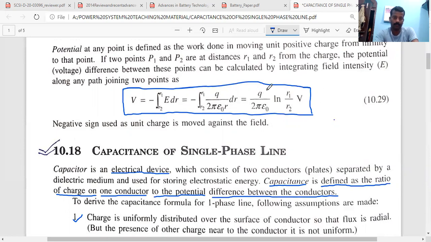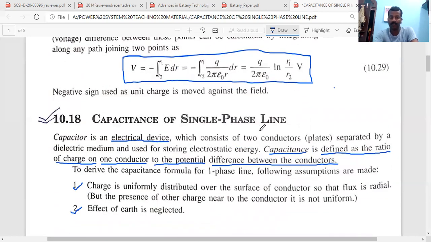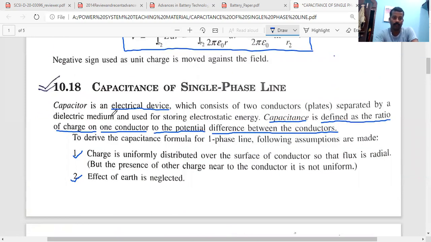Now this similar concept will be used to calculate the capacitance of the single phase transmission line. As you know, what is a capacitor? A capacitor is an electrical device which consists of two metallic plates separated by a dielectric medium. Similarly, a transmission conductor is also metallic and can be considered as a metallic plate, and the other plate is considered to be the earth surface.